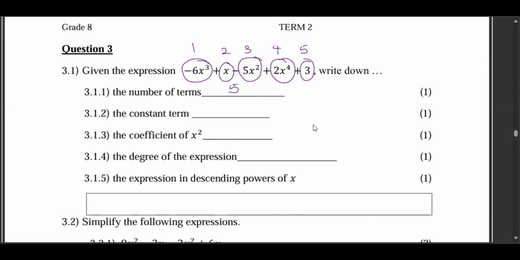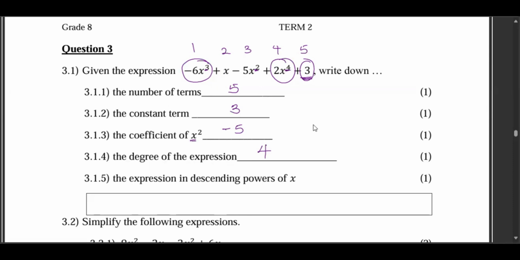So how many terms, number of terms, we shall say? There are 5. Then the constant term, which is this one, does not change. So the constant term is 3. The coefficient of x squared. So we look for x squared. And what's the coefficient? The coefficient carries its number. So it's a negative 5. Then the degree of expression, the highest degree here, it's 4, as you see it here, because this is 3, this is 4, this is 2.